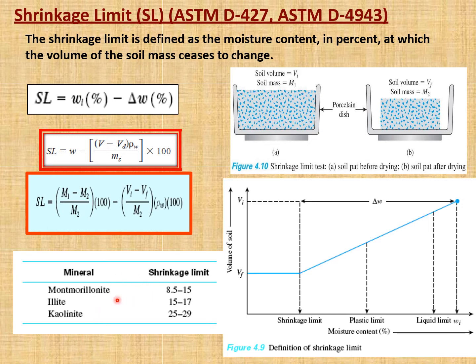Here in this table, different minerals are mentioned, and correspondingly the shrinkage limits are mentioned. So in the case of montmorillonite, which is the most active clay mineral, the shrinkage limit is minimum out of the three cases, 8.5 to 15.